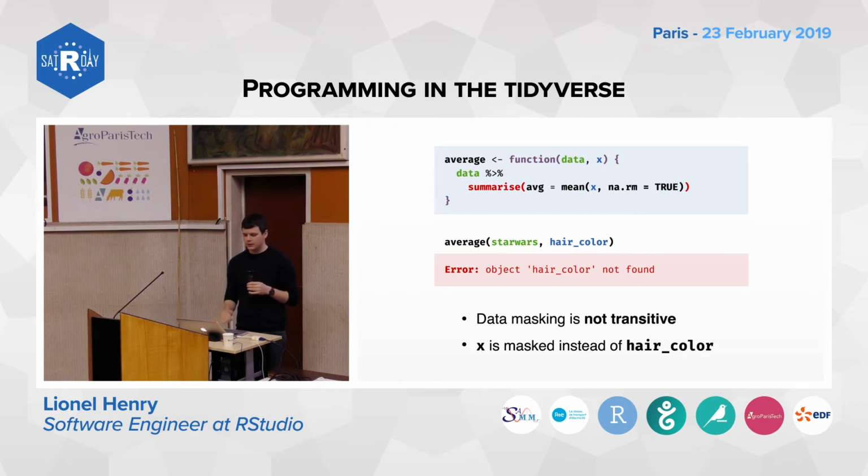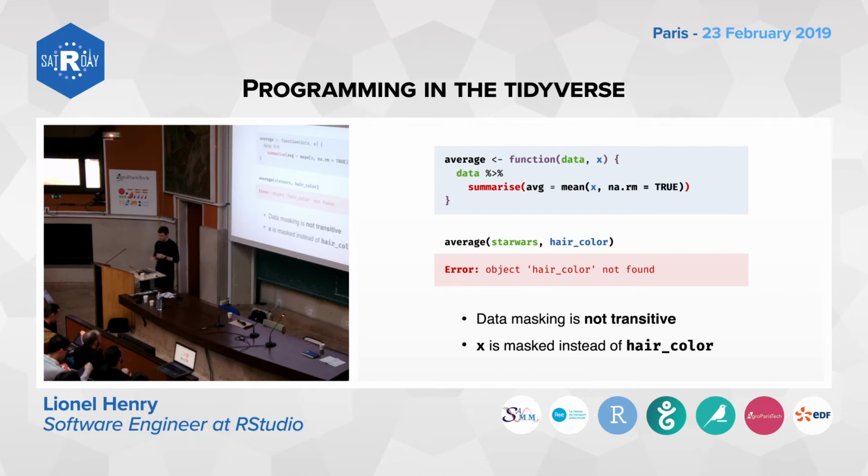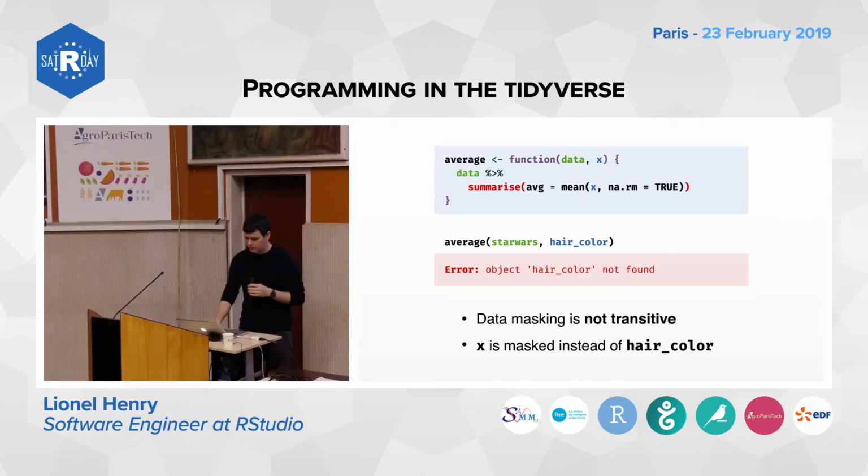And the reason is that data masking is not a transitive property. If you look inside the function here with the data pipe summarize, it captures a blueprint. It delays the computation, but this computation involves x. It doesn't involve hair color, and that's why it doesn't work, actually.